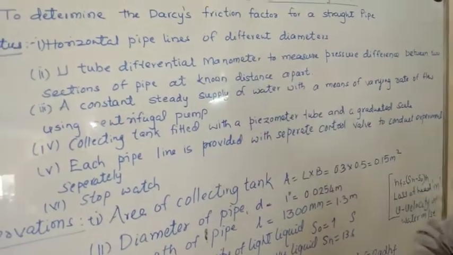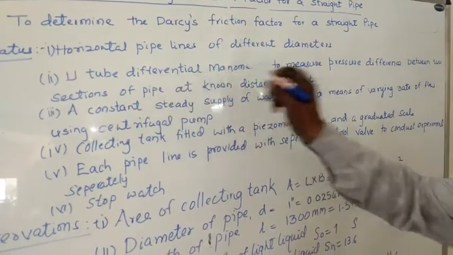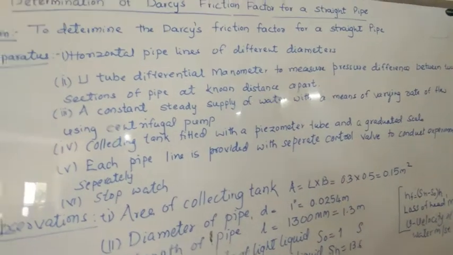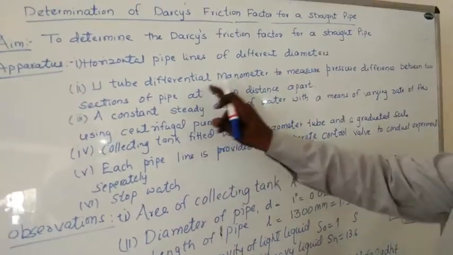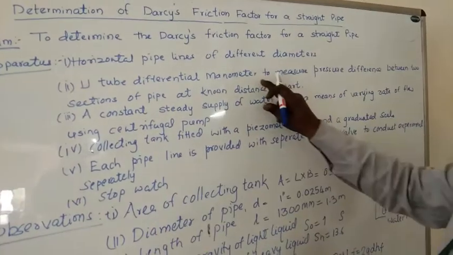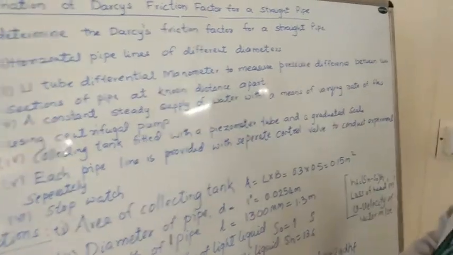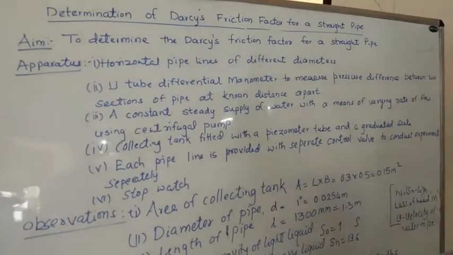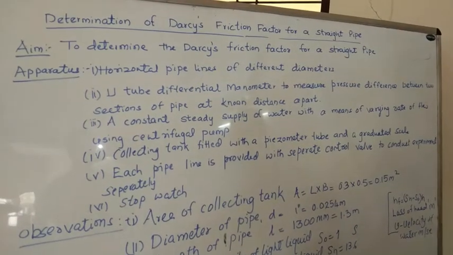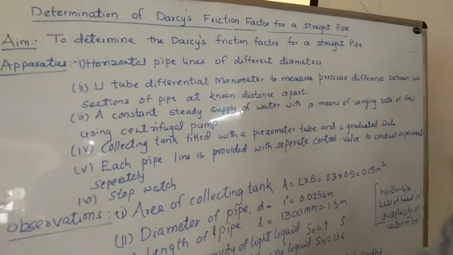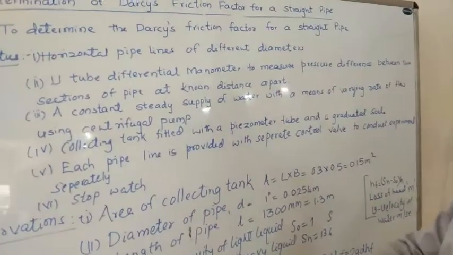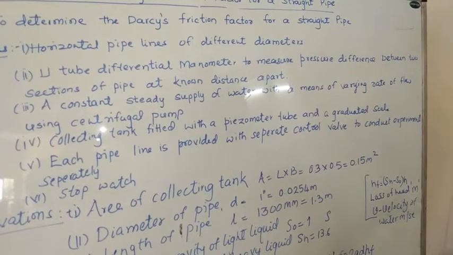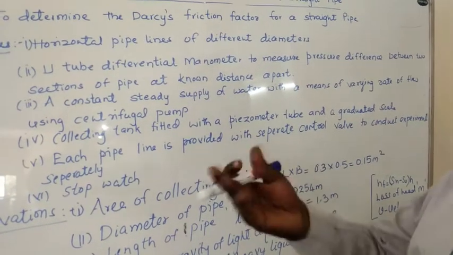To conduct the experiment, we need to measure the difference in head. While moving from one end of the pipeline to the other end, there will be loss of head. To measure the loss of head, we have fixed a differential U-tube manometer to measure the difference in pressure from one end to the other end. That is differential pressure. The third one is a constant steady supply of water with a means of varying the rate of flow using the centrifugal pump.